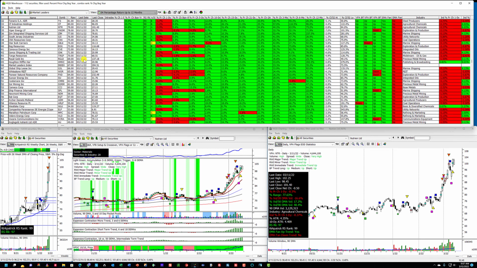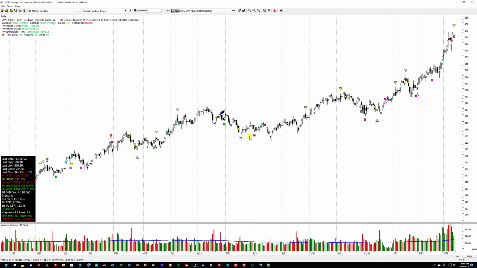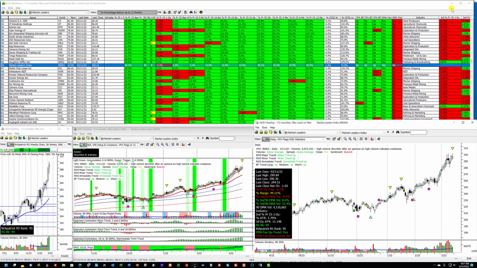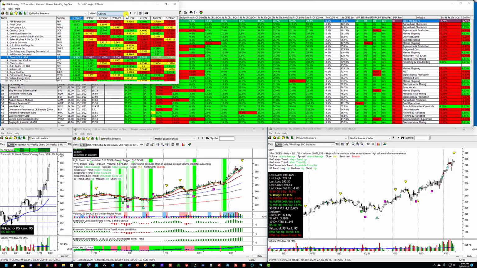Let's take a quick look at the index. You can see what the index looks like. Big spurt beginning here, double bottom, and then it took off. To find the stocks that are doing best at this point or are leading the most, this is a trick I like to use. Just click on the ranking module.